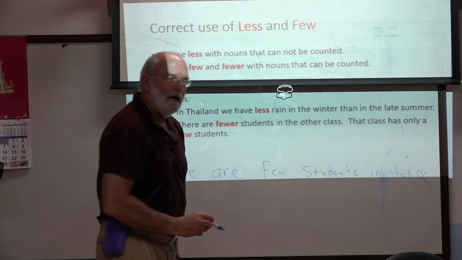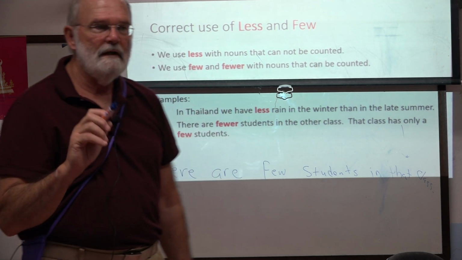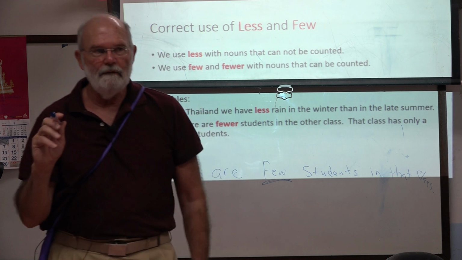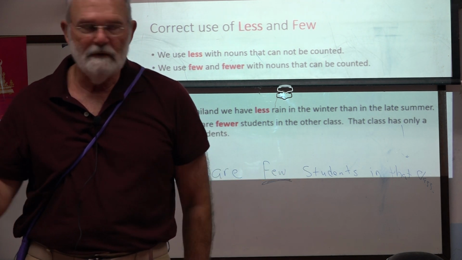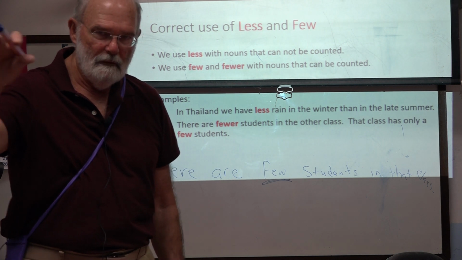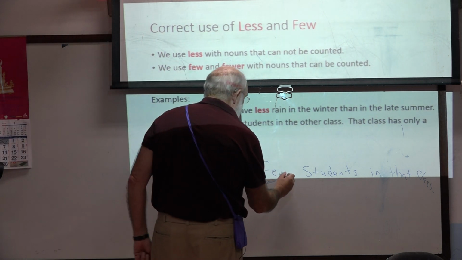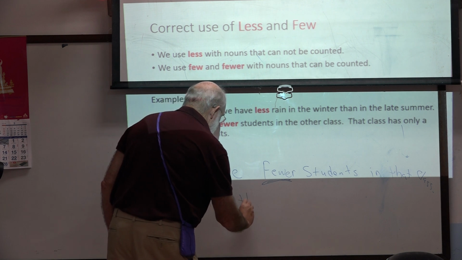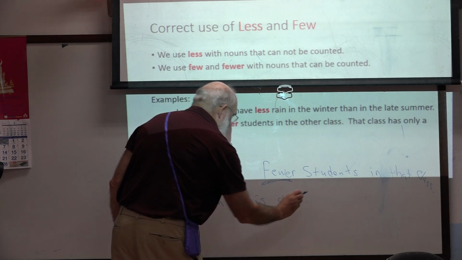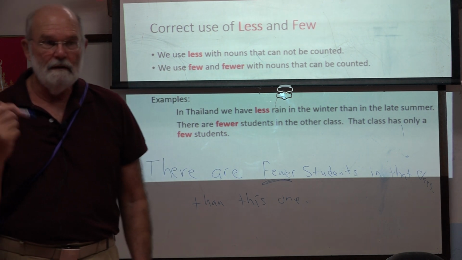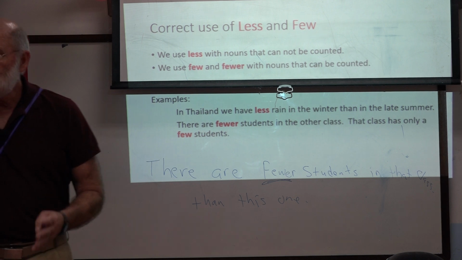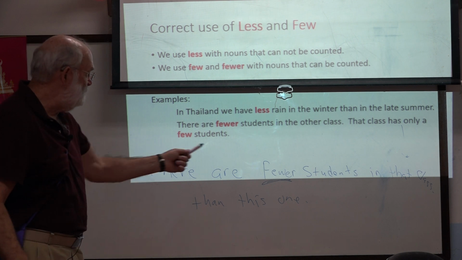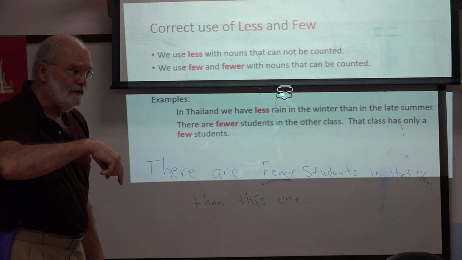There are few students in that class. When I say few, I'm just referring to that class and that class alone. I'm not making a comparison. I'm just talking about that class. Okay? But if I said there are fewer students in that class, now I'm making a comparison between that class and this class. And fewer is the comparative form of the adjective few. So if I want to compare that class to this class, I would say there are fewer students in that class than in this one.